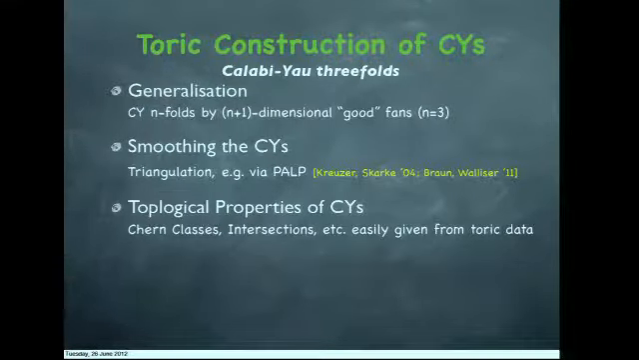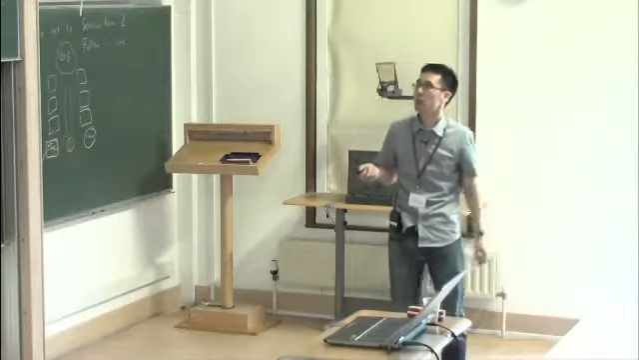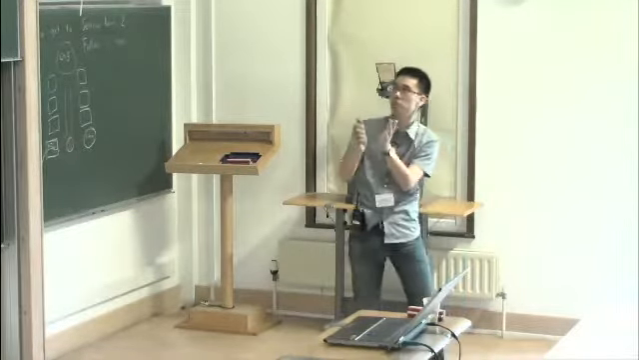A natural generalization of the previous example can go as follows. Calabi-Yau three-folds can be constructed from four-dimensional good fans. However, they are not always smooth, and one sometimes has to slightly modify the toric data to guarantee the smoothness of the varieties. But actually, this is also a combinatorial process and has indeed been encoded in a computer package called PALP. And so this can deal with these smoothing issues.